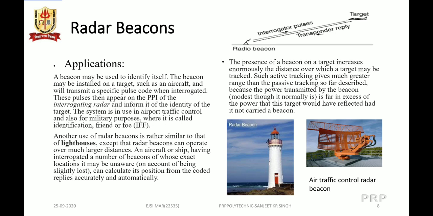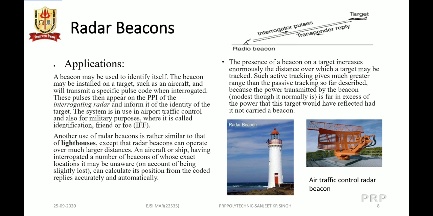Another use of a radar beacon is rather similar to that of a lighthouse, except that radar beacons can operate over much larger distances. An aircraft or ship having interrogated a number of beacons, of whose exact location it may be unaware on account of being slightly lost, can calculate its position from the coded replies accurately and automatically.